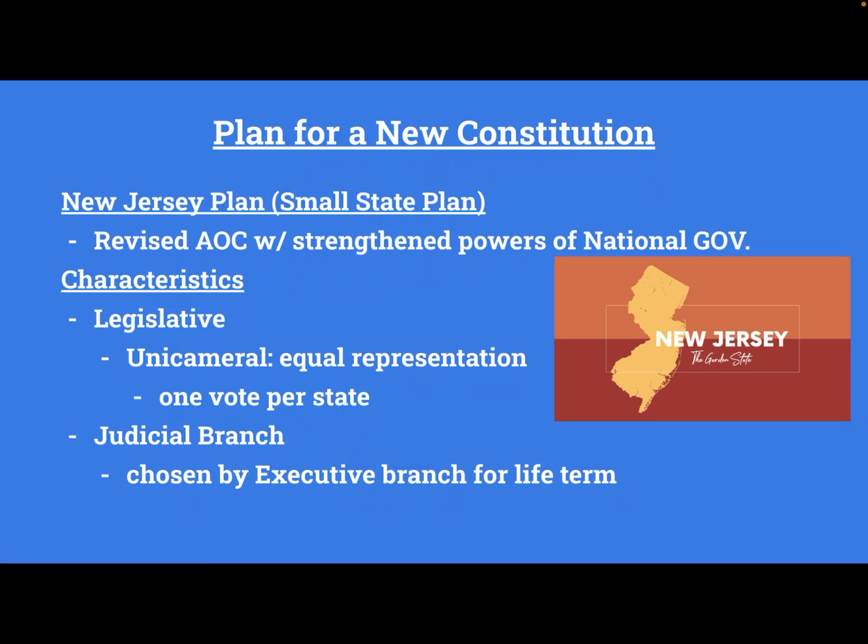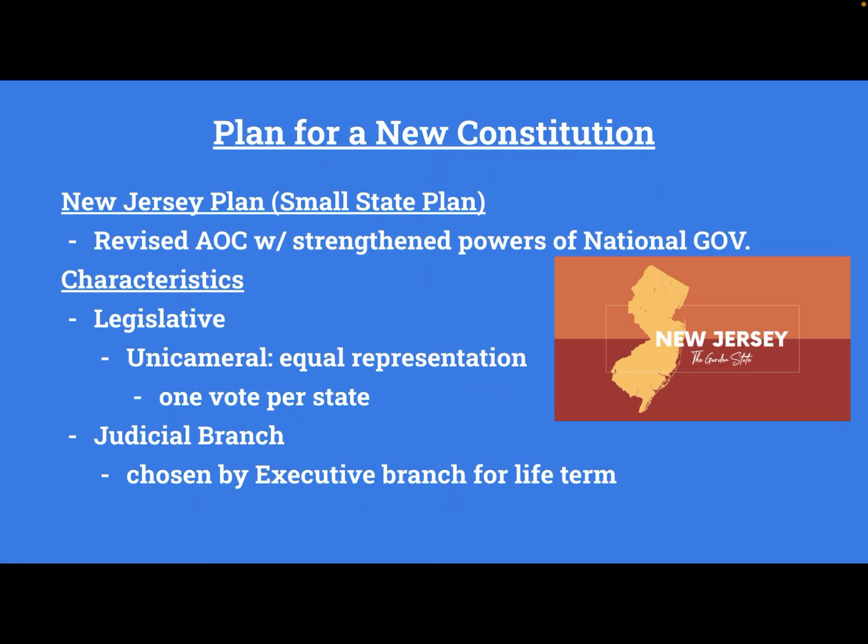So then you have New Jersey. They're a smaller state, so again, kind of flip-flop what your mindset was on your benchmark zero exam. The New Jersey plan was the small state plan because it was a smaller populated state. Now, what's interesting about New Jersey is that they're like, you know what, we kind of like what's in the Articles of Confederation. They wanted to revise the Articles but strengthen that national government.